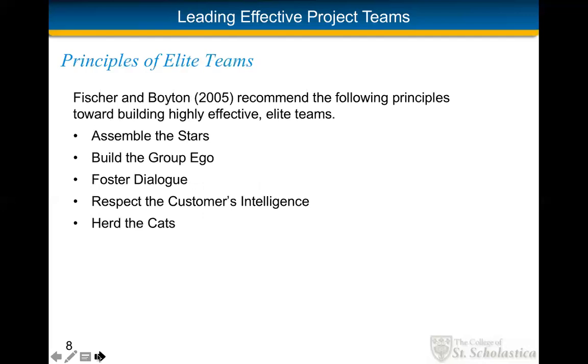Fisher and Boynton recommend the following principles toward building highly effective or elite teams. Assemble the stars. Hire only team members with the best skills. Individual members are hired for their skills and willingness to dive into big challenges. Build the group ego. Create a unified team identity. As the team develops, individual members break through their egocentrism and become team members with a single focus on the project's goal.